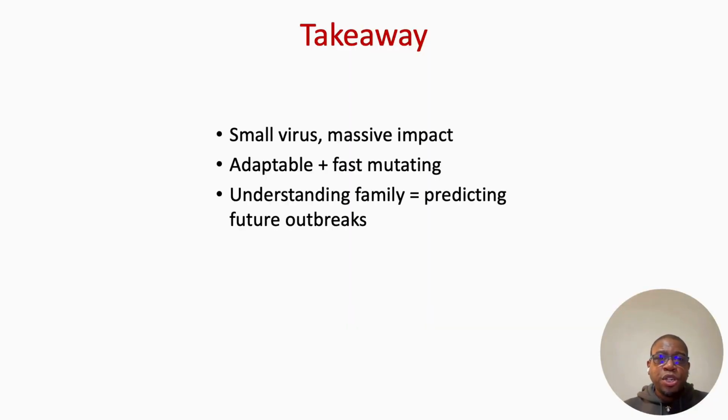SARS-CoV-2 has a simple structure, but it's incredibly efficient. Think small genome plus rapid mutation plus high transmission equals global pandemic. Comparing it to the feline coronavirus, it shows how host species shape disease outcomes. Understanding the Coronaviridae family helps us predict future outbreaks in both humans and animals.